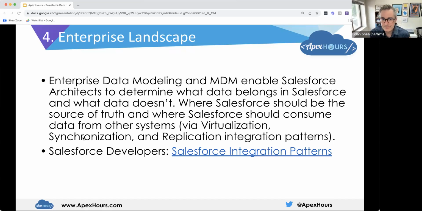Salesforce Developers has a great resource that goes through various Salesforce integration patterns and the specific technologies that can be used to implement those patterns. But our purpose here, talking about enterprise landscape, is really to understand that Salesforce is part of a larger system ecosystem, and to make sure that Salesforce is housing the correct data and other systems are housing the data that's correct for them, and that we don't have redundancy across systems. So that's enterprise landscape.